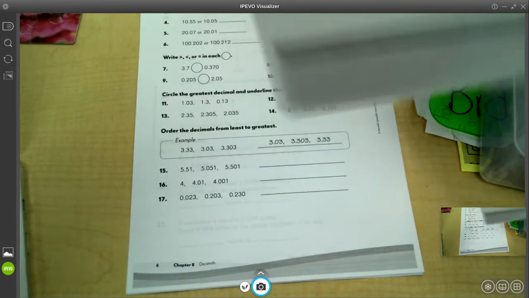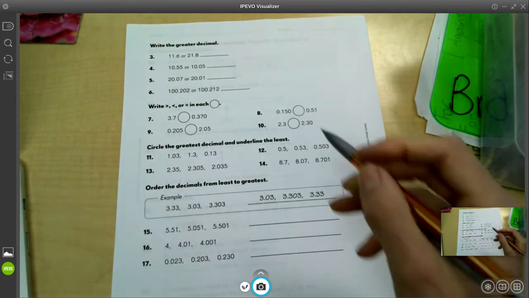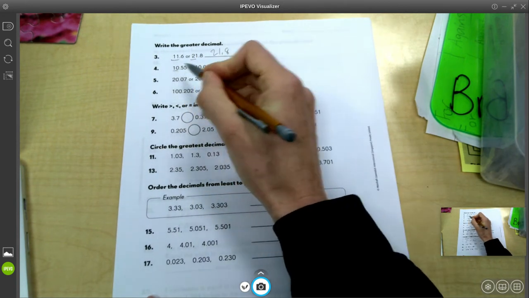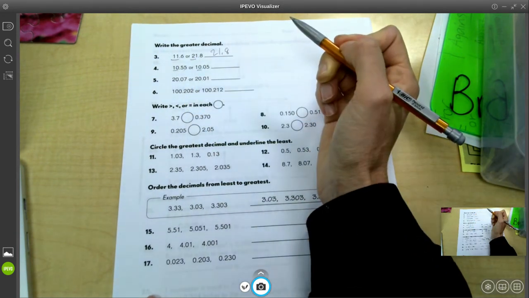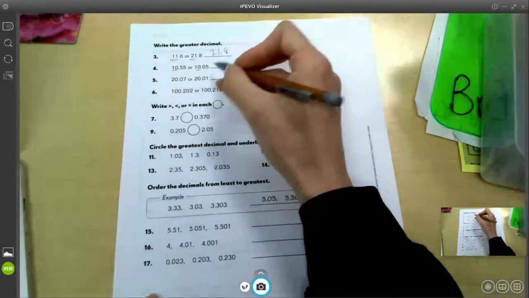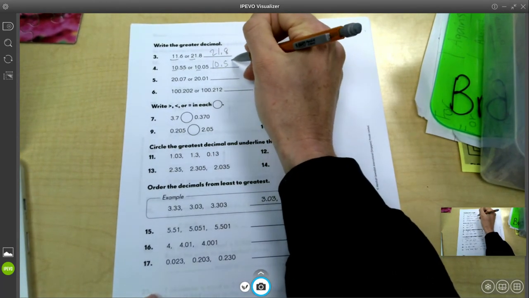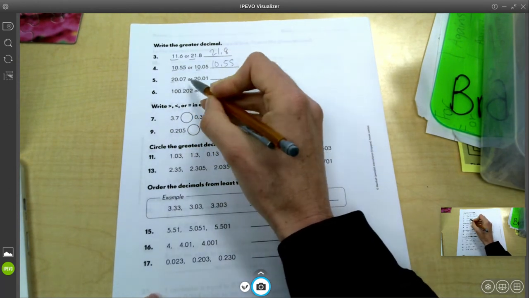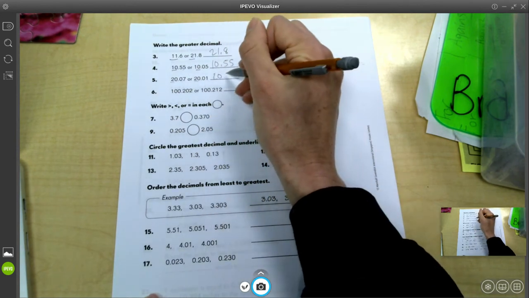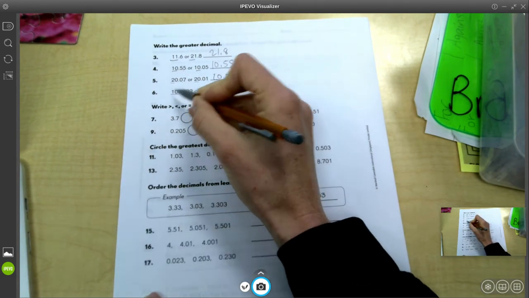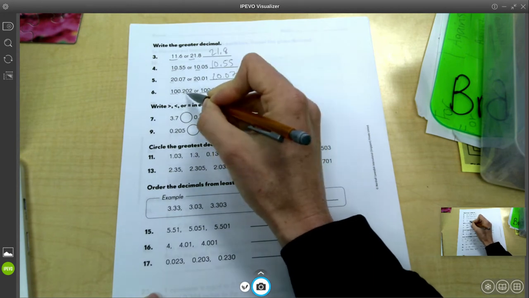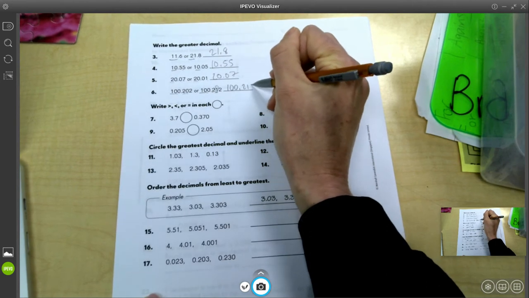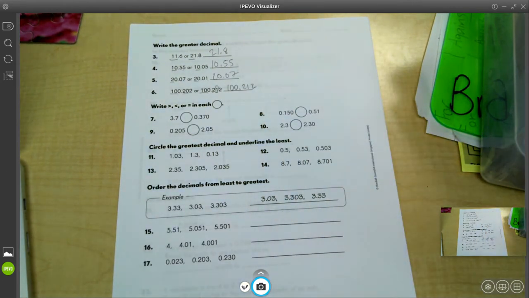Here, all right. Write the greater decimal. Here I'm looking at my whole numbers. Well, 21 is greater than 11, so I know that one. Here I have the same whole number. I know 55 hundredths is greater than 5 hundredths, so here is the greater decimal. Here I have the same whole number. I know 7 tenths is greater than 1 hundredth, so this is going to be the greater decimal. Here I have the same whole number, same tenth, greater hundredth. So if you need to go by number, that is totally cool.